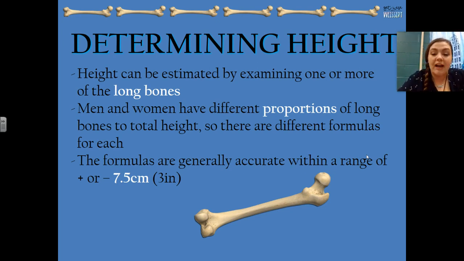So men and women have different proportions of long bones to total height, so there are different formulas for each. If you think it's a man's skeleton, you're going to use the man formulas. If you think it's a woman's skeleton, you use the woman formulas. The formulas are generally accurate within a range of about 7.5 centimeters up or down, that's about 3 inches, so not much different.